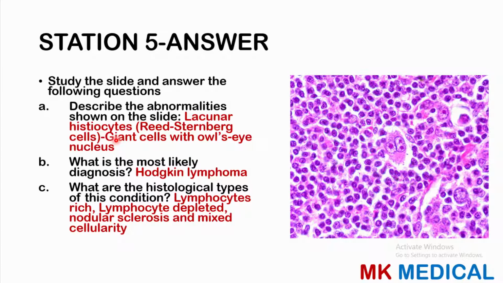So as you can see here, we have this cell that appears like it's in a lacuna. So you refer to this as lacuna histiocytes. Lacuna just means like a lake. Then these cells are specifically referred to as Reed-Sternberg cells. So they are these giant cells that have this giant nuclei, which you refer to as an owl's eye nucleus. So this is what is characteristically seen in Hodgkin's lymphoma. So this patient obviously has Hodgkin's lymphoma, and the histological types include lymphocyte rich, lymphocyte depleted, nodular sclerosis, as well as mixed cellularity.